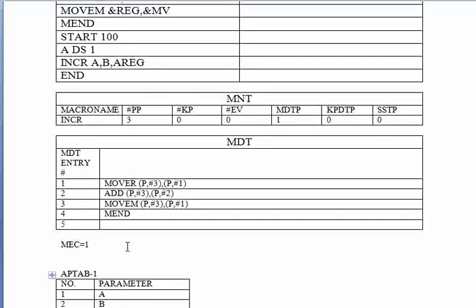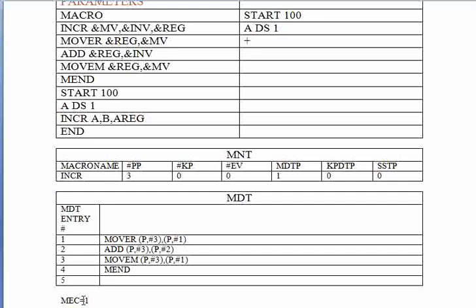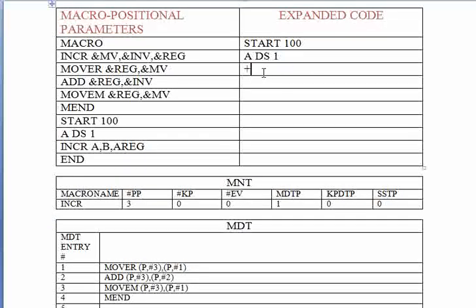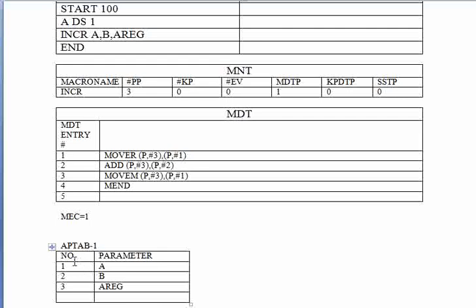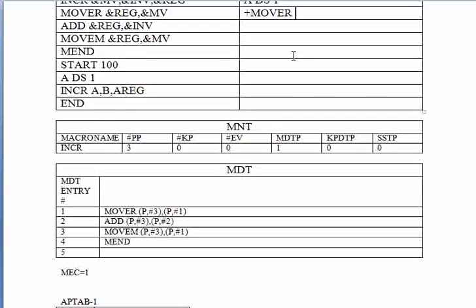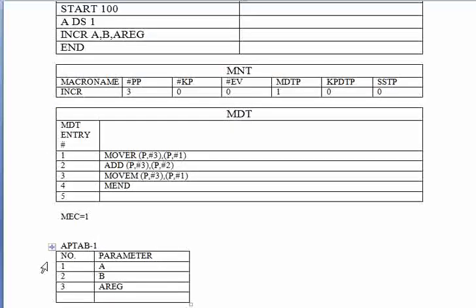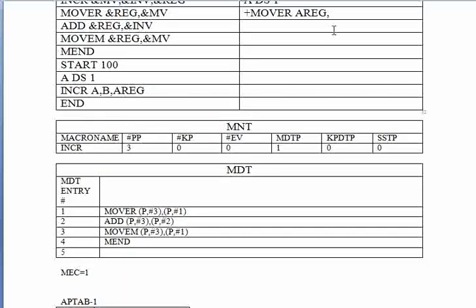Now it will look at this MEC value, which is 1, so it goes to the first line in MDT, takes the first line, and makes an entry here and writes it as MOVE R. So instead of P comma #3, it will look at the AP tab, and see that at 3 the value is A register, so it writes A register, comma, and then it says P comma #1, so it looks at the AP tab, P comma #1 is A, so it writes A.